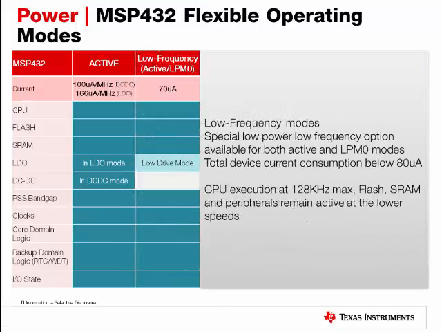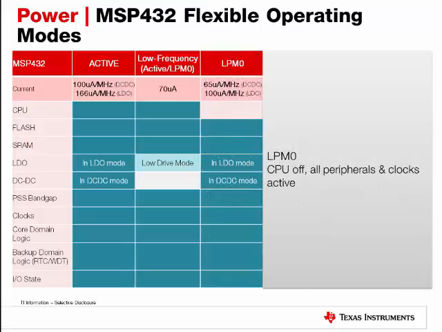Two new modes have been introduced into MSP432, and those are the low frequency mode. The low frequency mode is a special mode that keeps everything in the system active. That could include a CPU. However, all clocks must be less or equal than 128 kilohertz. This allows the entire system to consume around 70 microamps or less.